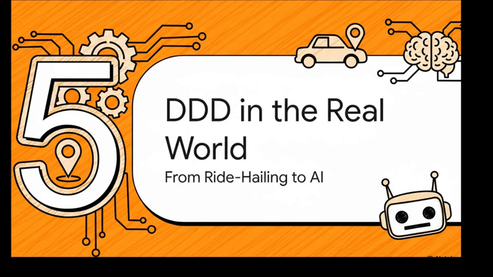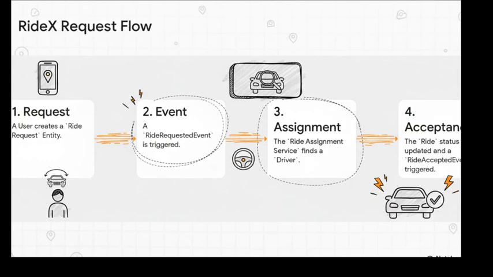I know, that might all sound a bit academic, so let's make it super concrete with a real-world example that pretty much all of us have used. Imagine we're building a ride-hailing app. Let's call it RideX. So a user opens the app and requests a ride. That creates a ride request entity.